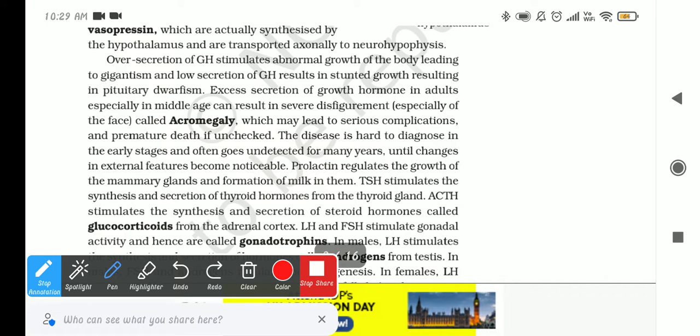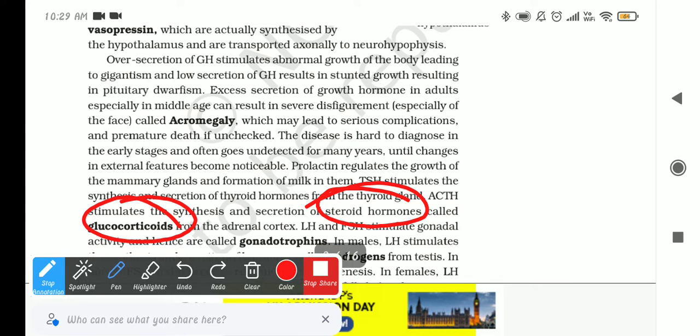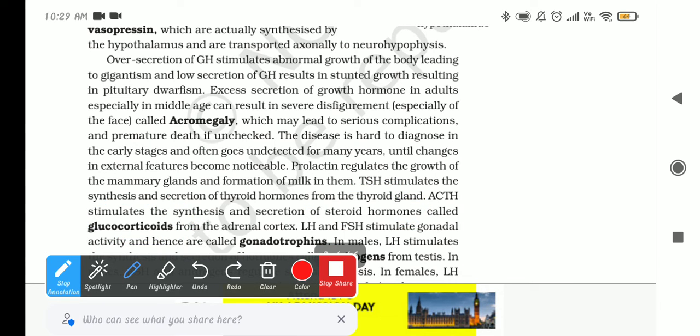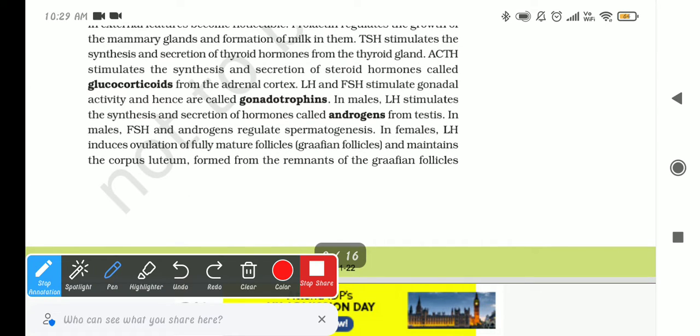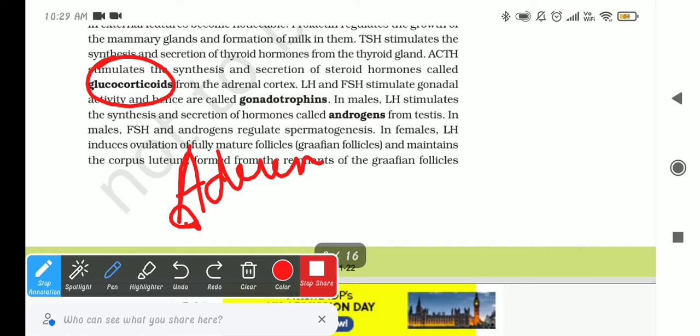ACTH has a function to stimulate the synthesis and secretion of steroid hormones, which we call glucocorticoids. These glucocorticoids get secreted from our adrenal cortex.